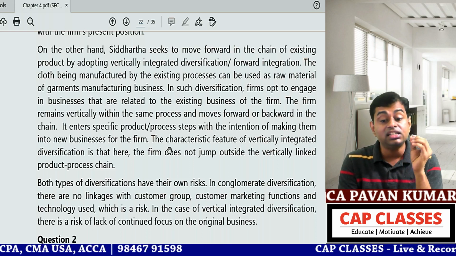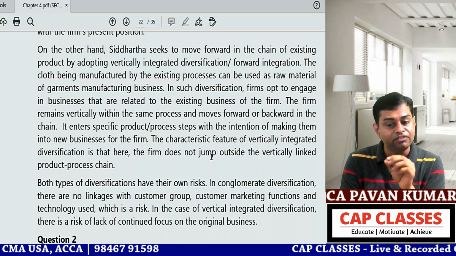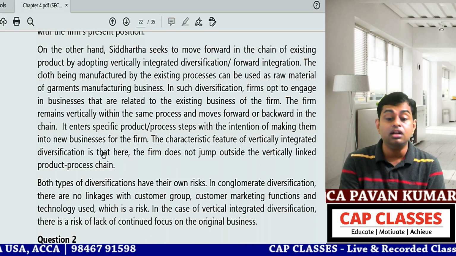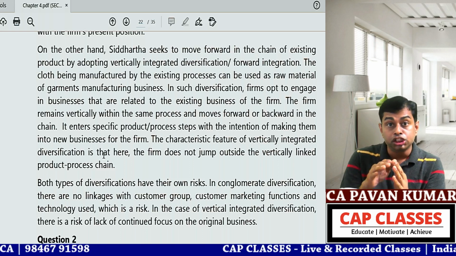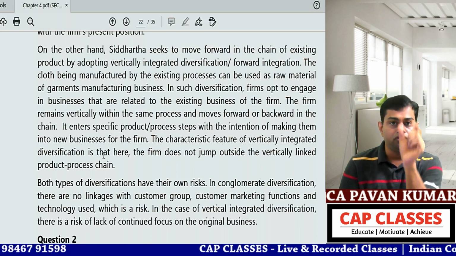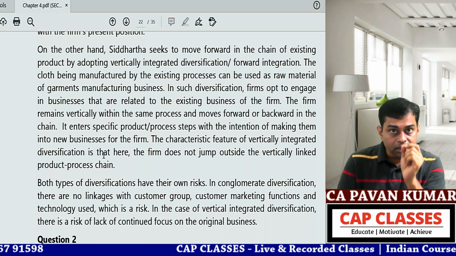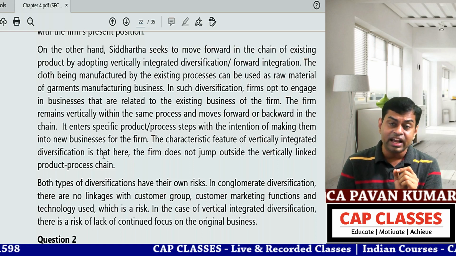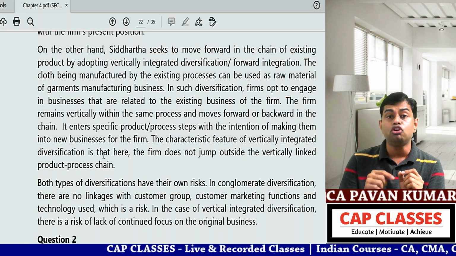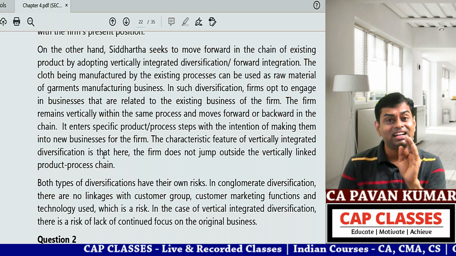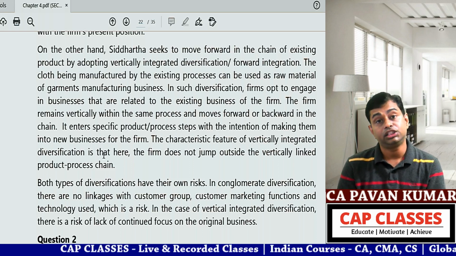Okay, what is the characteristic feature of vertically integrated diversification? They will stick to the vertical. They will not jump out of the vertical. So the vertical line is there. What is this line? Supply chain line. In this supply chain line, you will move either one step back or one step forward, but you will not jump out of the line. This is the characteristic of vertical integration.